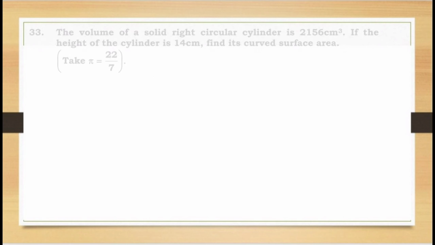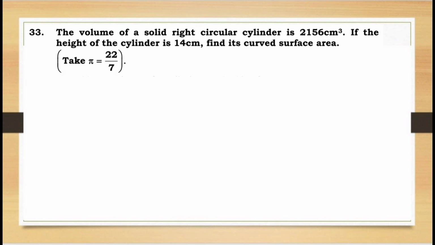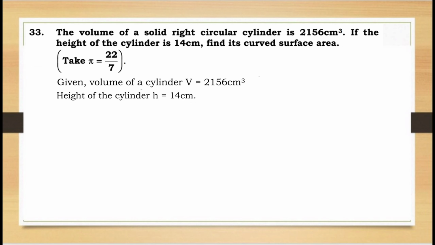33rd question is, the volume of a solid right circular cylinder is 2156 cm³. If the height of the cylinder is 14 cm, find its curved surface area. Take pi equals 22/7. Now, given that the volume of a cylinder V equals 2156 cm³ and also given that the height of the cylinder H equals 14 cm. We know that the formula for volume of a cylinder is V equals pi r square H.